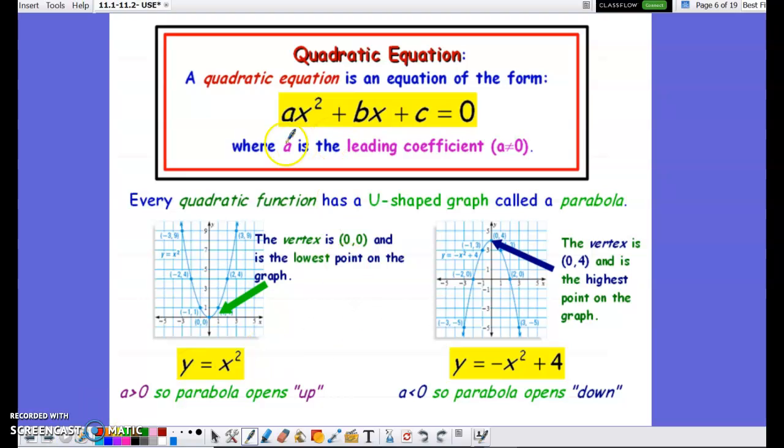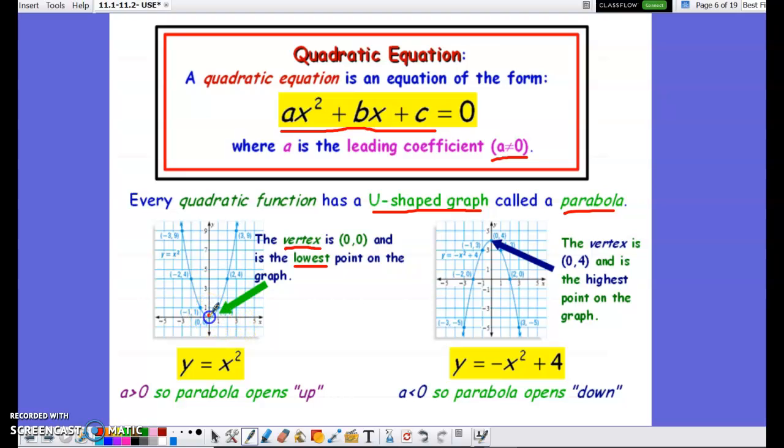Again, a quadratic function is an equation in the form ax squared plus bx plus c. A big idea with this is that a cannot be 0. Every quadratic function has a U-shaped graph called a parabola, and that's something we've talked about already. One new vocab word on this side is the vertex. The vertex is either the lowest point on the graph or it could be the highest point on the graph. Basically, I think of the vertex as the tip of the parabola, the tip right here, where the two sides come and meet.